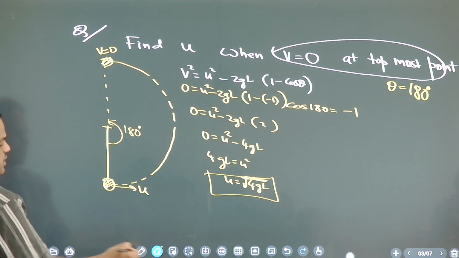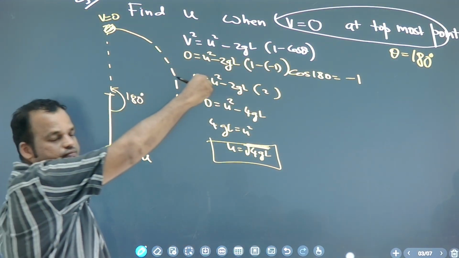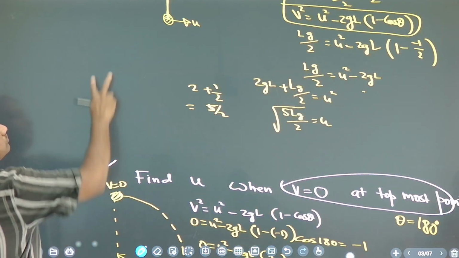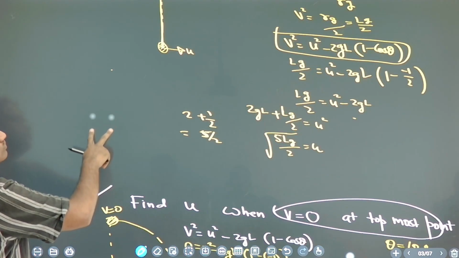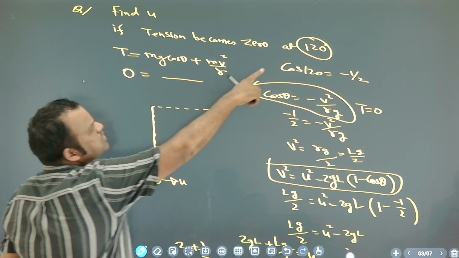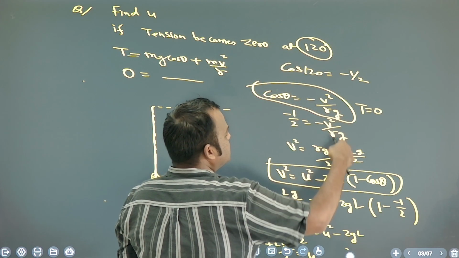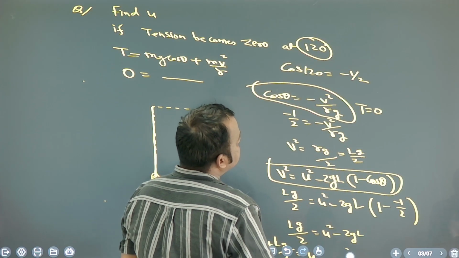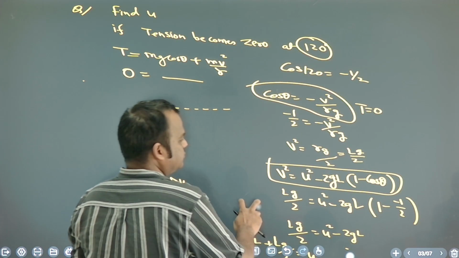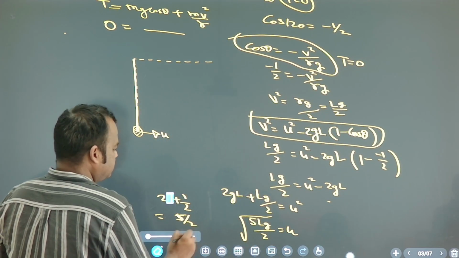Next, you write down last. The previous question: find u when tension becomes 0 at 120. Okay, minus 1 by 2, v square, rg. 3 by 2. Correct, good. Yes. Okay, correct it.